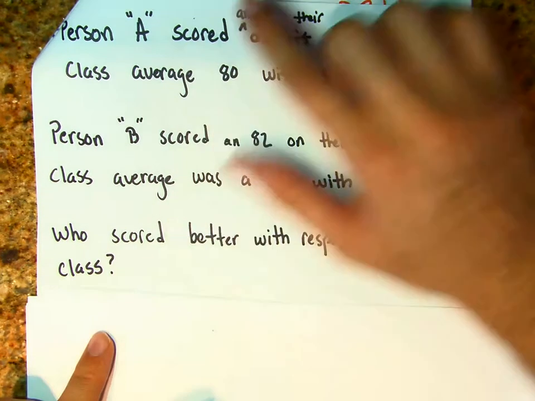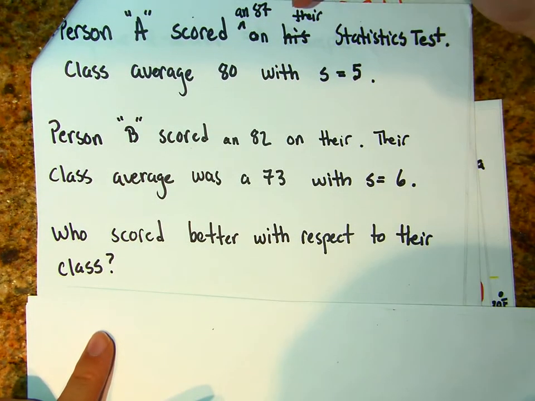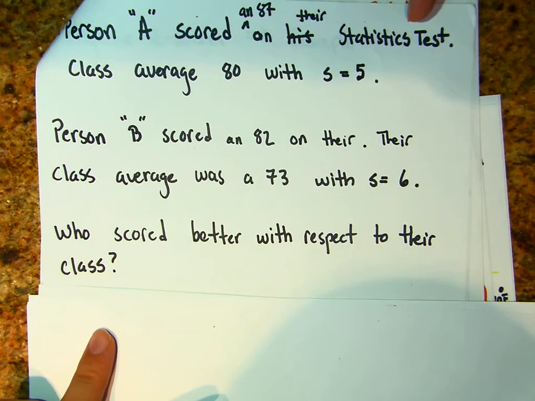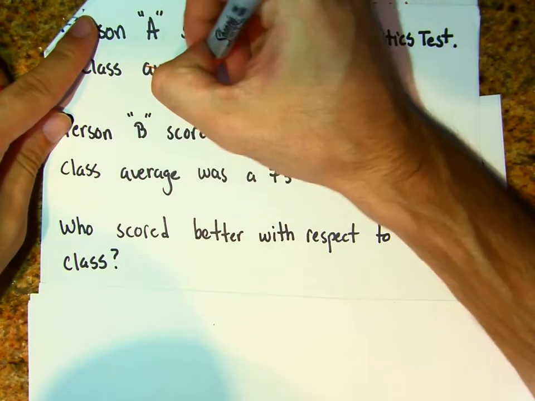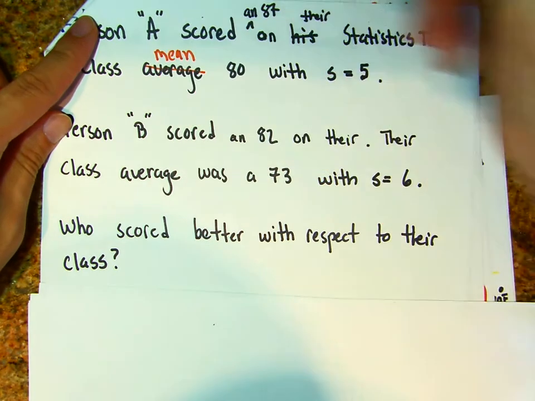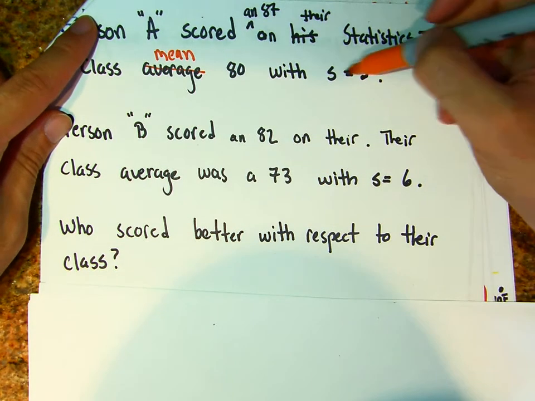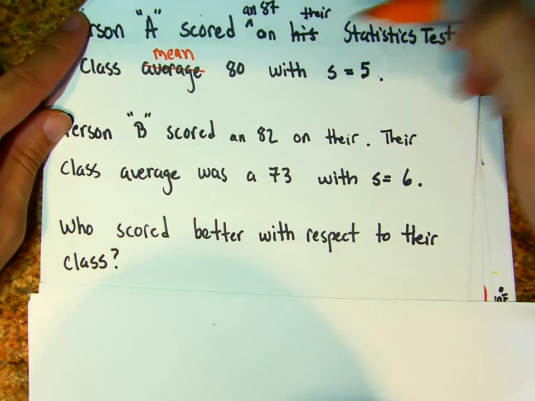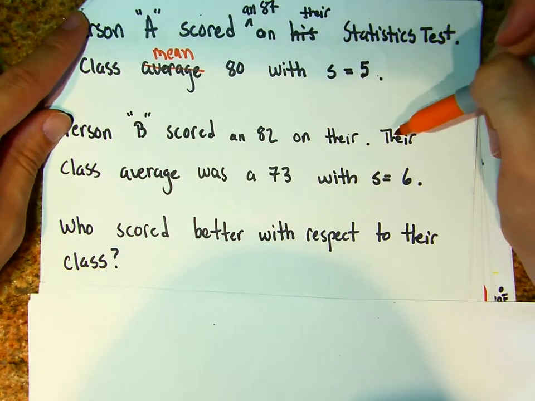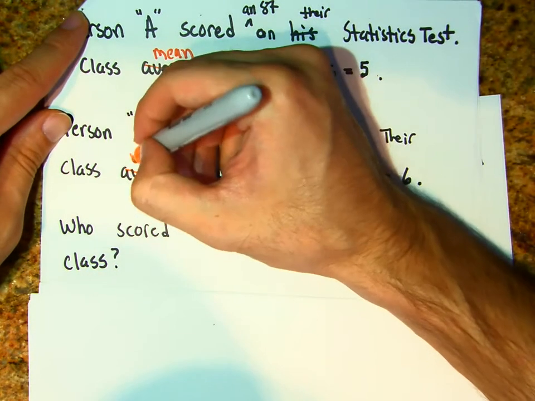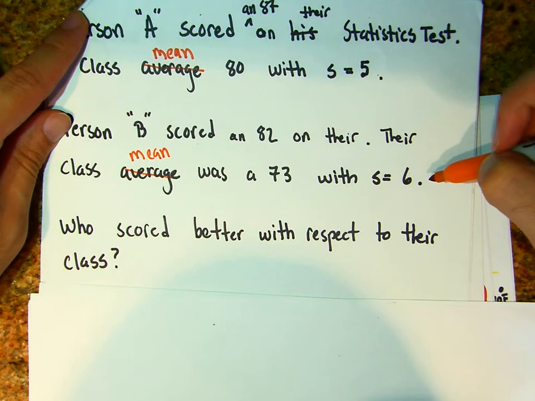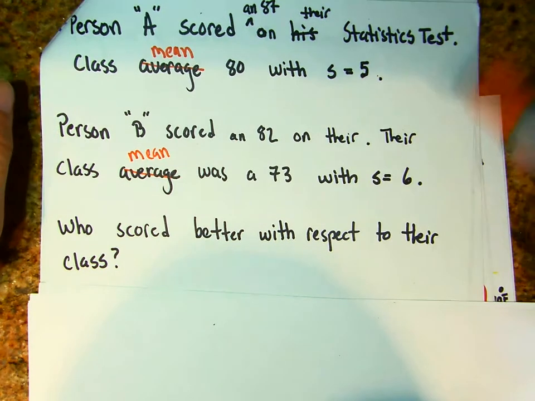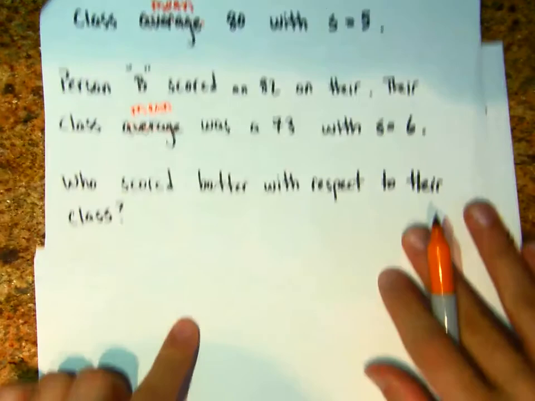Right. Person A scored an 87 on their statistic test, and the class average. Oh no! Why am I saying average? The class mean is an 80 with a standard deviation of 5. Person B scored an 82 on their exam, and the class mean was a 73 with a standard deviation of 6. So imagine two different students, right?